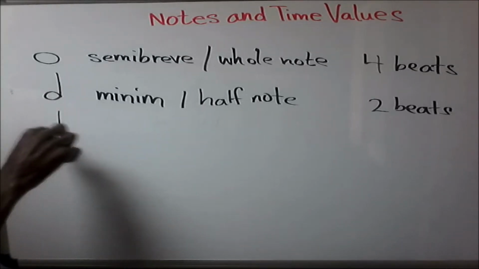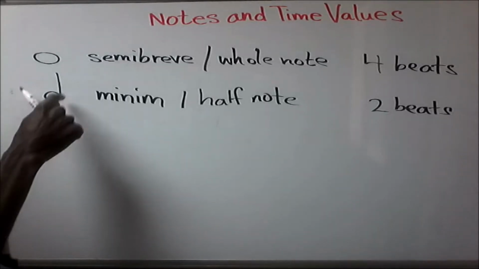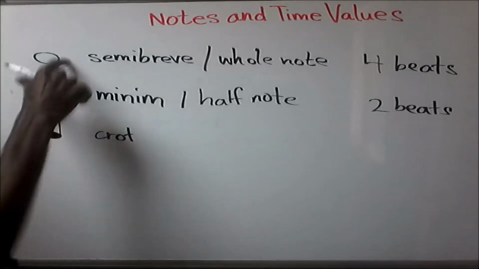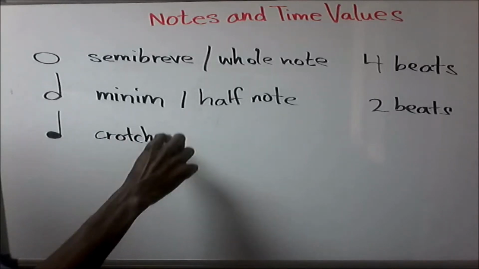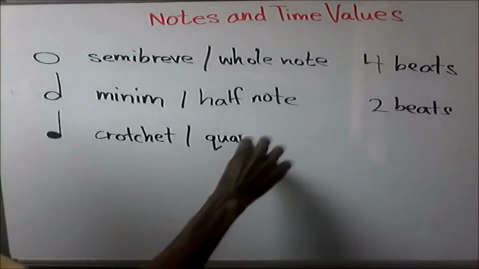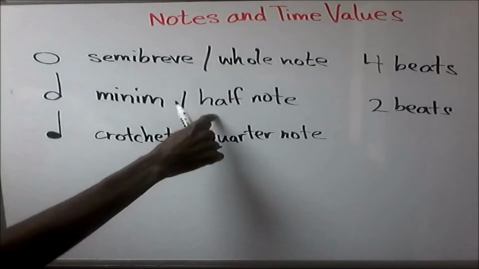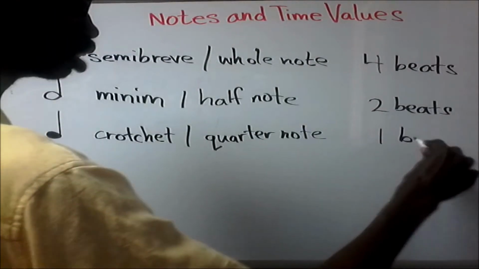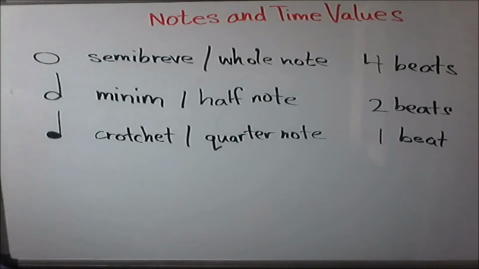Let's go on. This next one is called a crotchet. It looks just like a minim, but the head is shaded. This part down here is called the note head. Crotchet is spelled C-R-O-T-C-H-E-T, and it's also referred to as a quarter note. A quarter note is half of a half, so half of 2 is 1. So a crotchet is worth 1 beat.